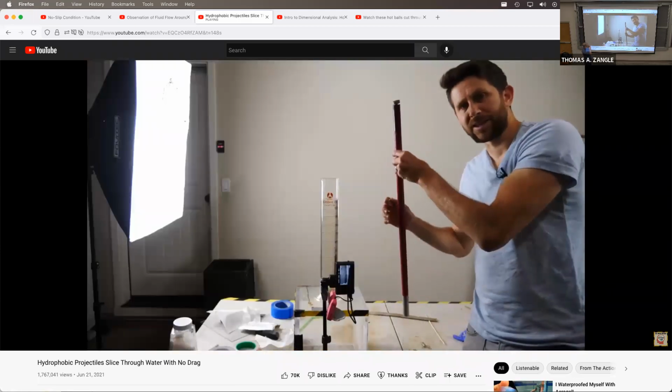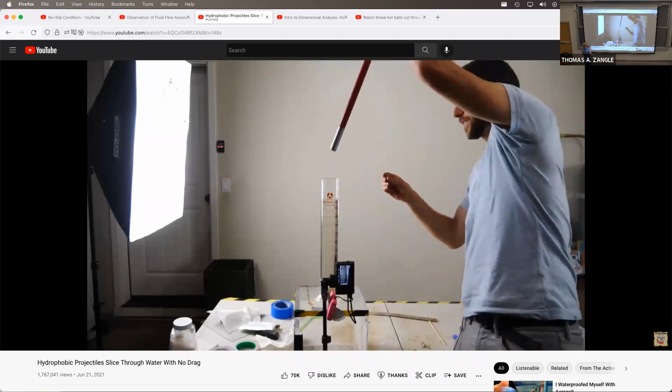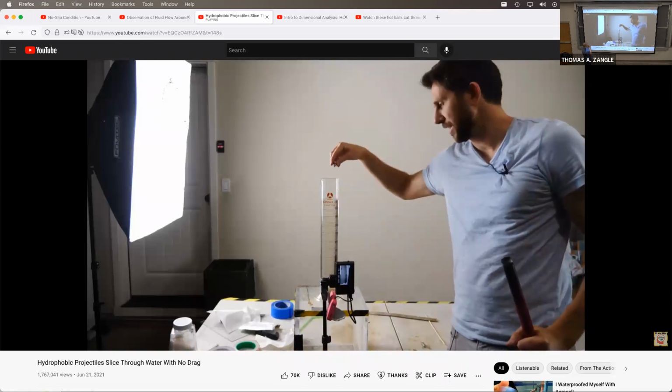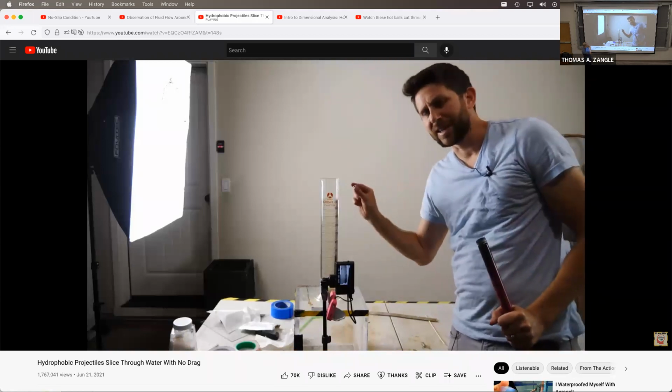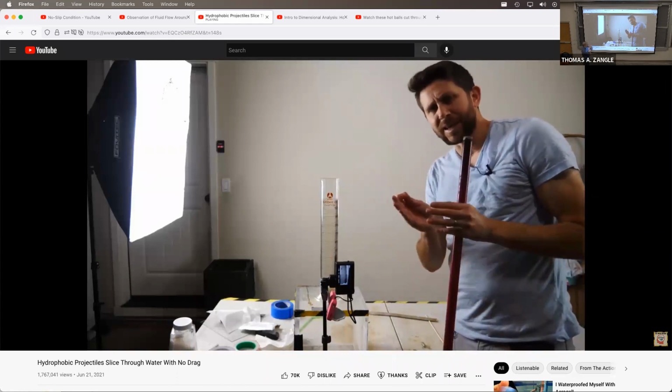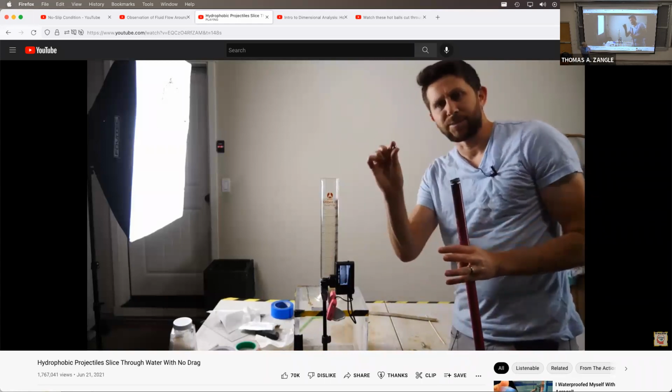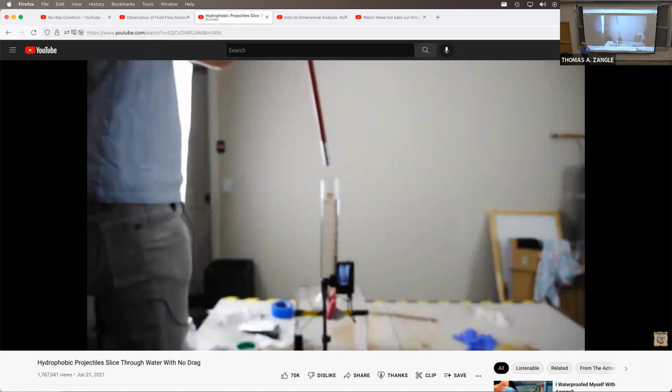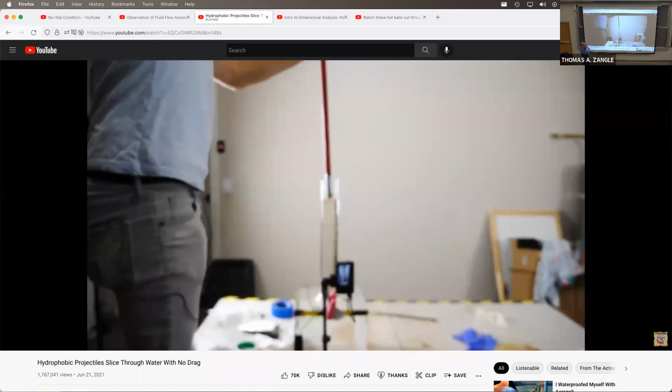So let's see what it looks like when I drop a steel ball from this height above it. So it's going to be going pretty fast by the time it hits the water. So it's going to entrain a little bit of air with it. So let's see what that water looks like around the steel ball. First, we'll try a normal ball. It's not hydrophobic. Okay, 3, 2, 1.